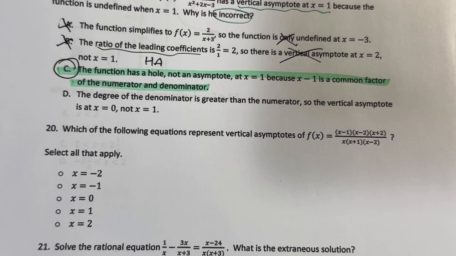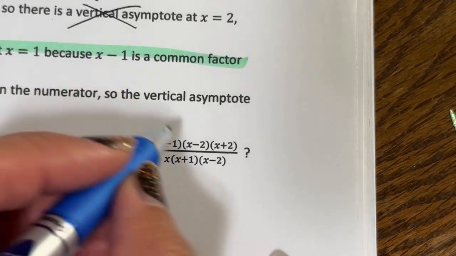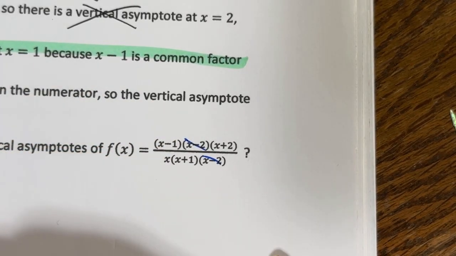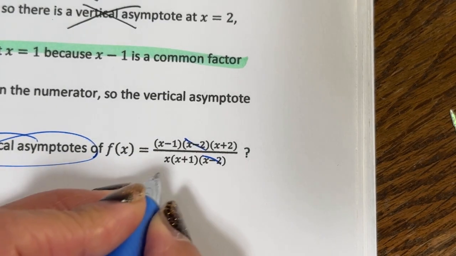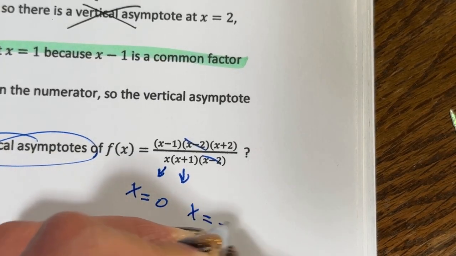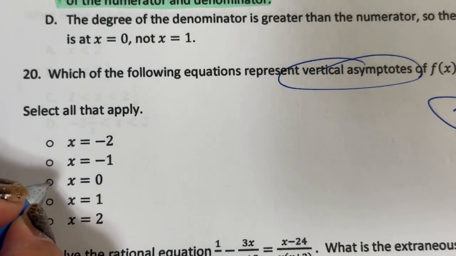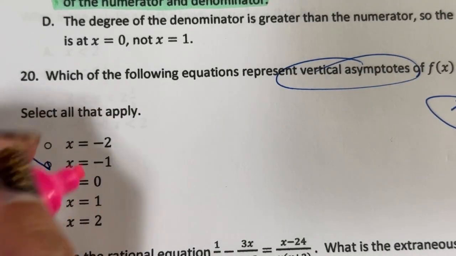Which of the following equations represents vertical asymptotes of f of x? Okay, so the VAs are whatever doesn't cancel. It's whatever's left in the denominator. So let's zoom in here. Let's see, anything in common, top and bottom. Yeah, these x minus 2s are in common. We know that that's a hole. But it's asking for VAs, so I don't care about the hole right now. That's the only thing that cancels. So that means that there are 2 VAs down there, x equals 0 and x equals negative 1. Those are our VAs. It does say select all that apply, so we just have to select those 2, 0 and negative 1. Bada bing, bada boom.